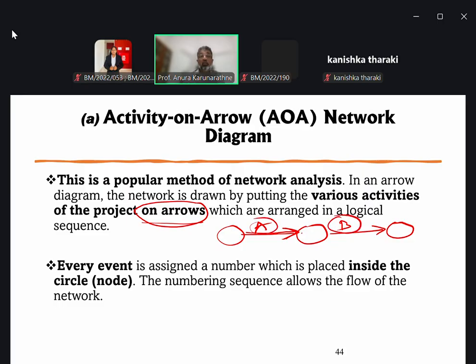These are the events 1, 2, 3, like that. Every event is assigned a number which is placed inside the circle. The numbers in sequence allow the flow of the network.